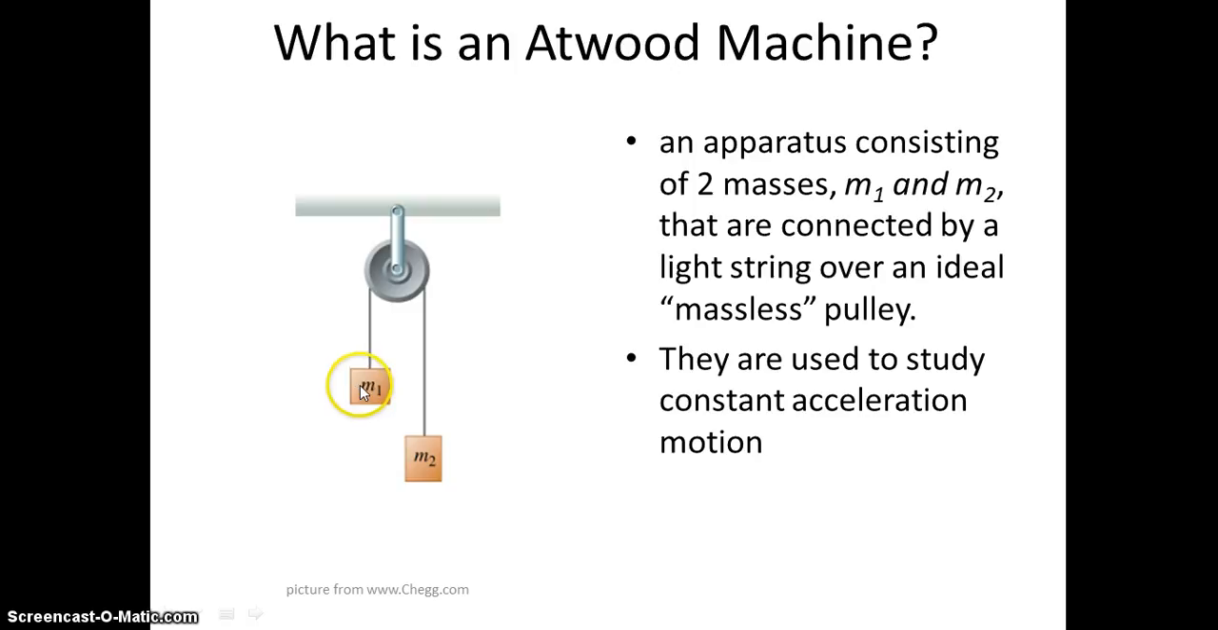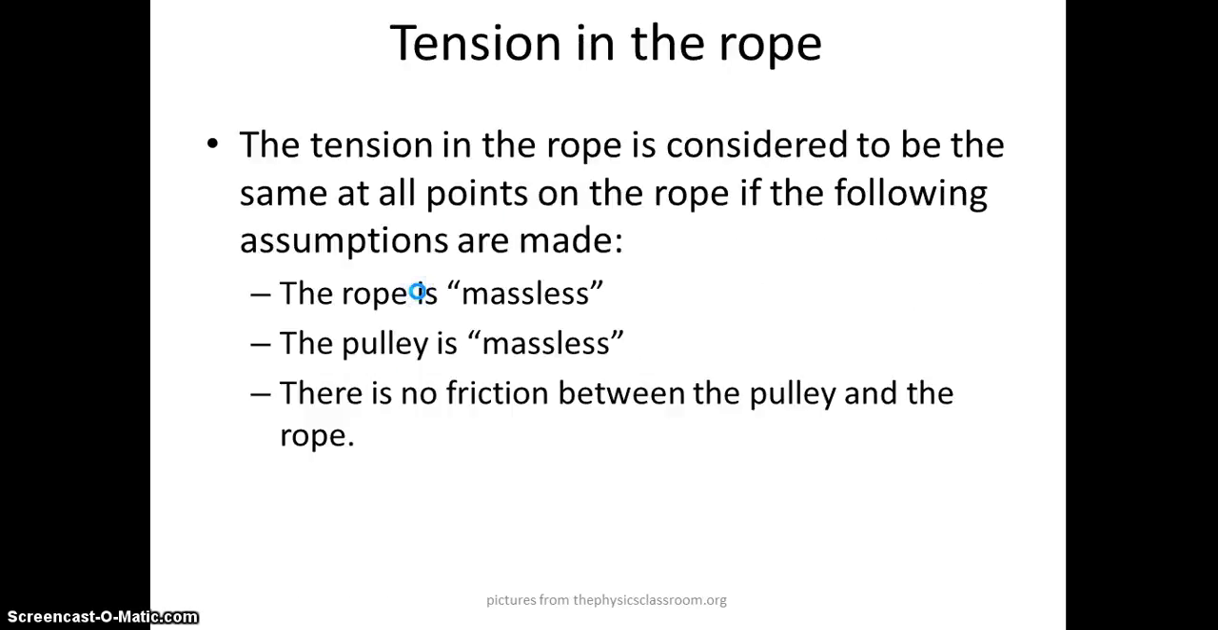And then there are modified Atwood machines that we'll take a look at later on. But here's your traditional Atwood machine where you have two masses. We can call them M subscript 1 and M subscript 2 to tell them apart. A light string, and then an ideal pulley. And we'll discuss what characteristics make a pulley ideal.